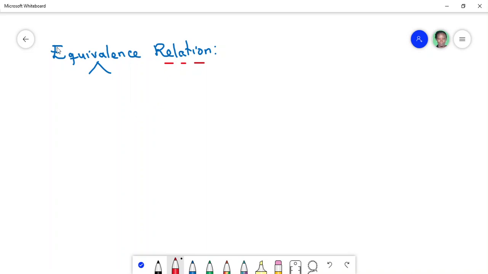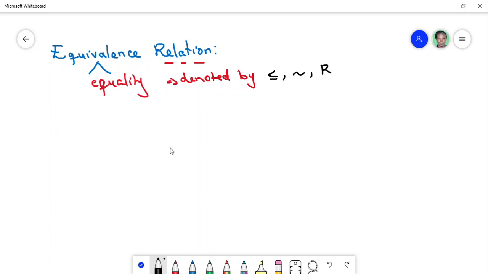So what comes to mind when you hear equivalence? Then we are talking about equality. So how do I define an equivalence relation? In other books, you realize that it is denoted by this symbol. So you either see this representing the equivalence relation, or you have this or R.